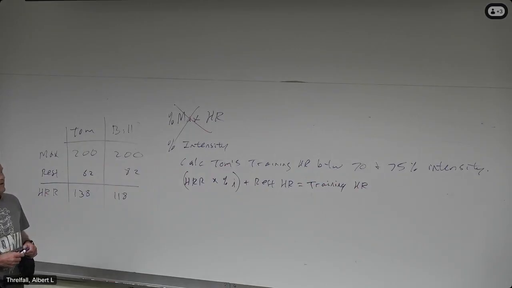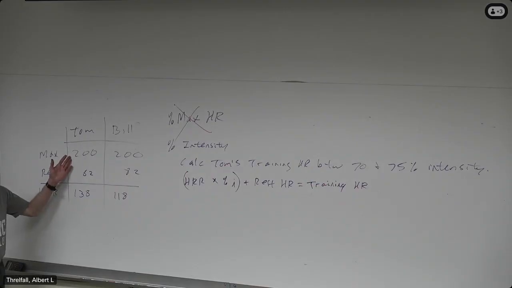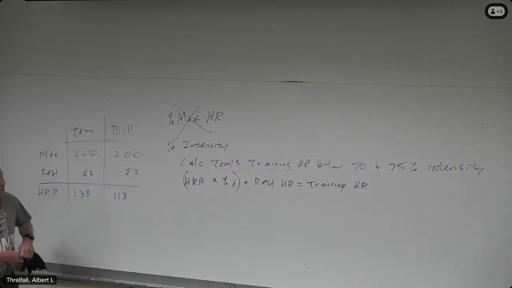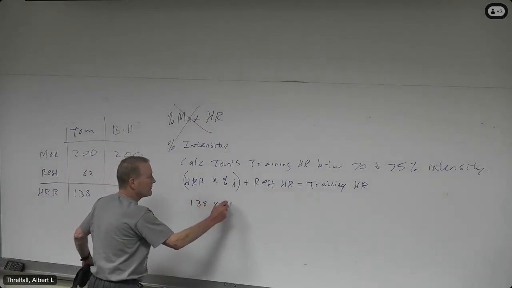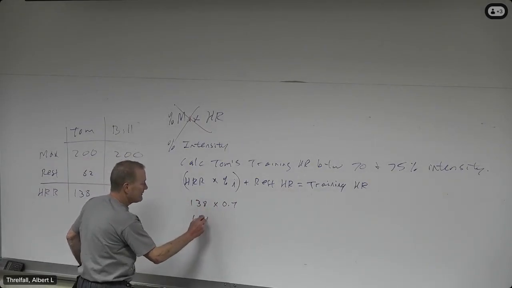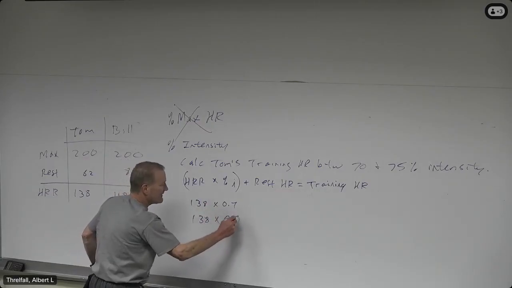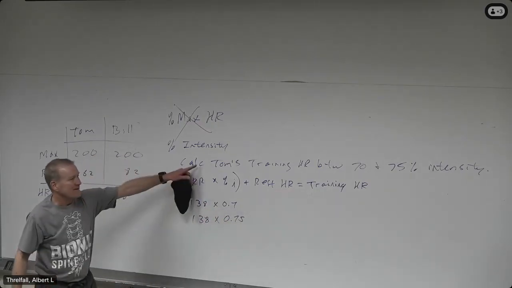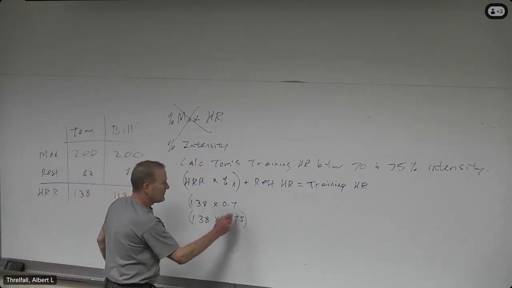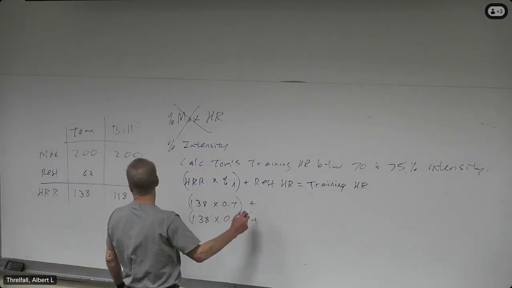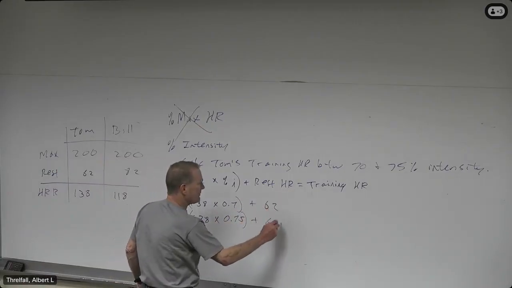So it's just slightly different. Again, instead of taking the percent of the max, take the percent of the reserve and then add the resting to it. So we have a reserve of 138 times 0.7 and a reserve of 138 times 0.75, because I said calculated at 70 and 75%. And add the resting back to it.